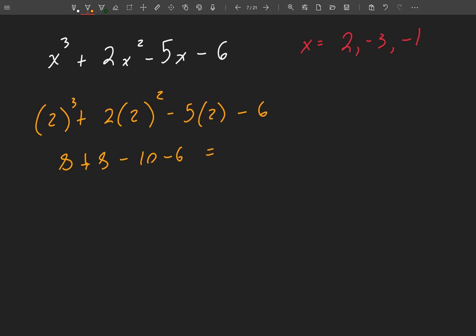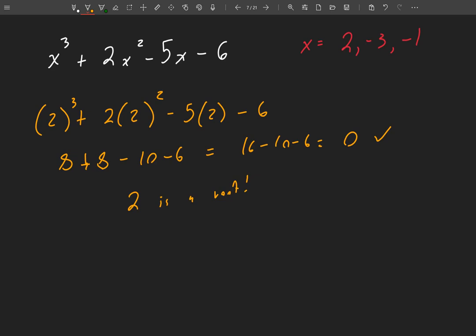Now be careful with these things, order of operations and all that stuff. When you get to a string of just addition and subtraction, it's usually best, if you're not good with how these work, just to go left to right. So this is 8 plus 8, which is 16, minus 10 minus 6, and that gives me 0. So look, we have verified that 2 is in fact a root. So if you wanted to write that out, we would say 2 is a root, and we know that because when we plugged it in, we got 0.